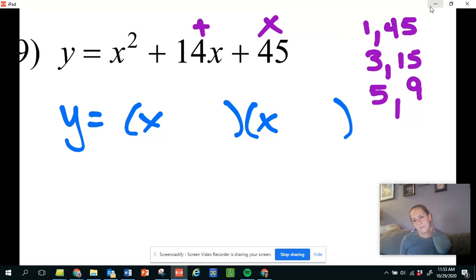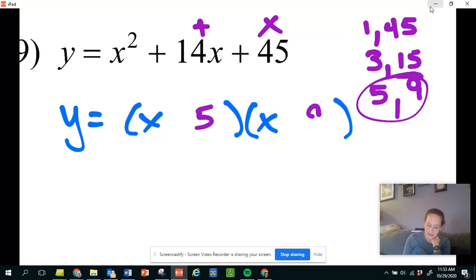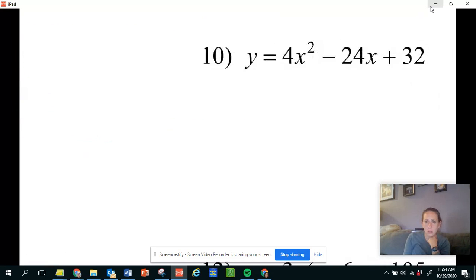So which ones add up to 14? Why, you're right. If you said 5 and 9, they will. So I want positive 14, so that means they're both going to be plus. Adds up to 14, multiplies to 45. We are good. Moving on.